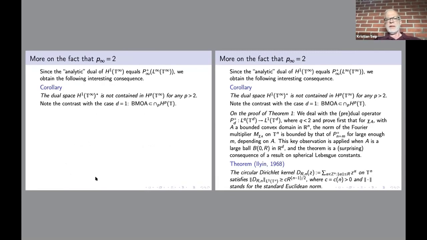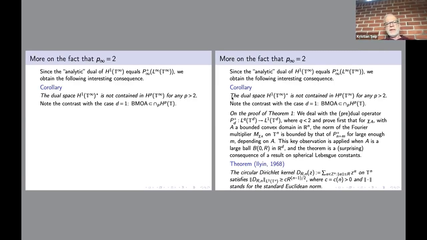And that is that you see a very striking contrast with one dimension when you go from one to infinite dimension here. So the analytic dual of H1 is the Riesz projection of L infinity, right? Because L infinity is a dual of L1, so it has to be a Riesz projection of L infinity. So in one dimension, that would be just a space of analytic BMO functions.